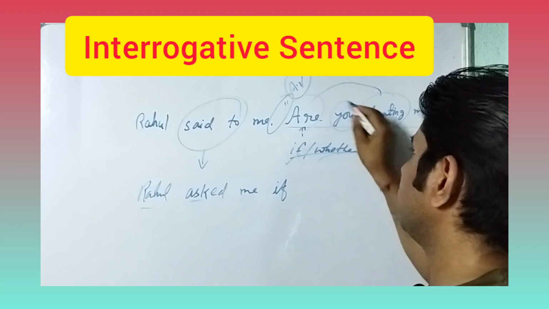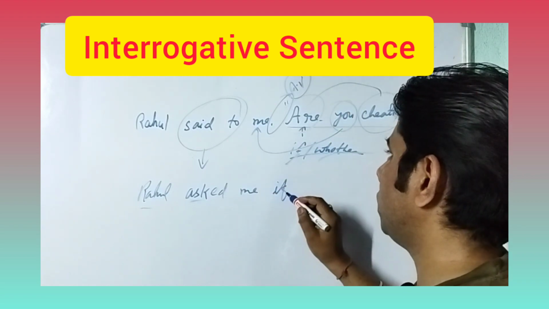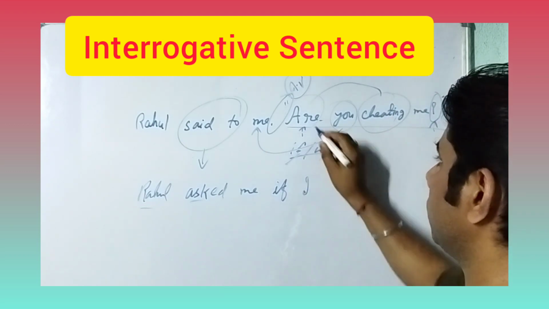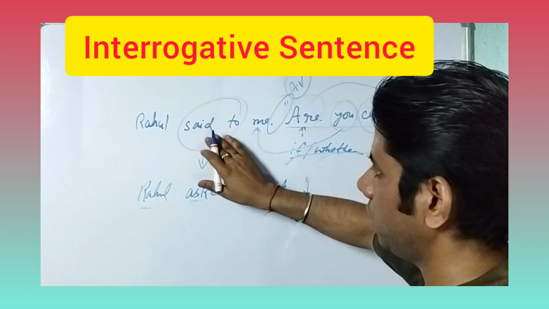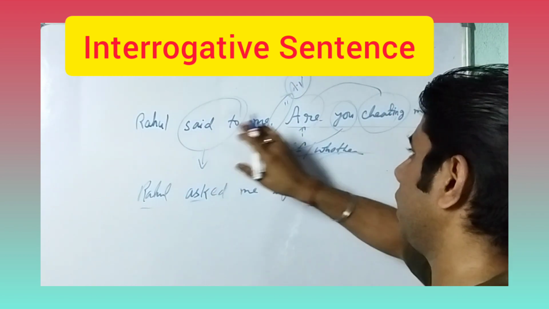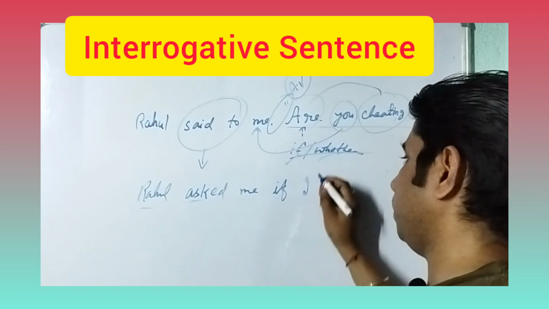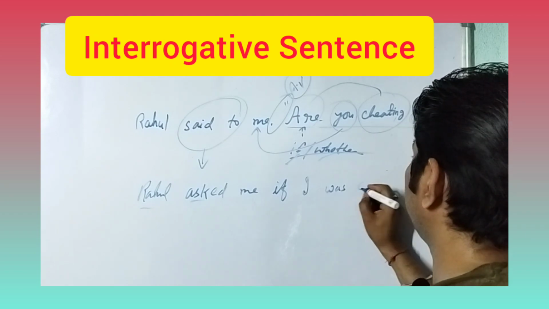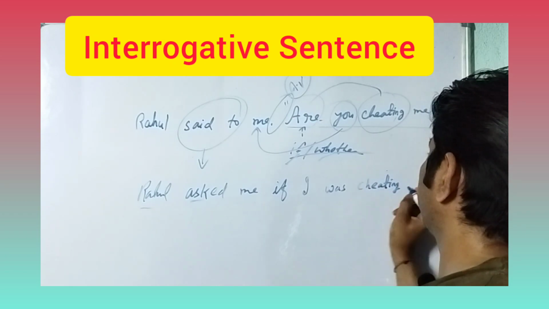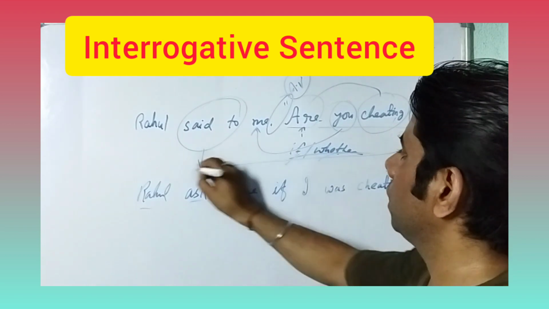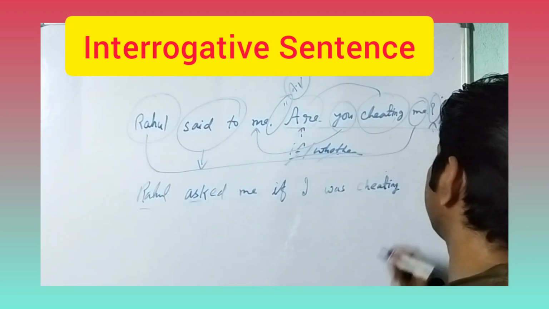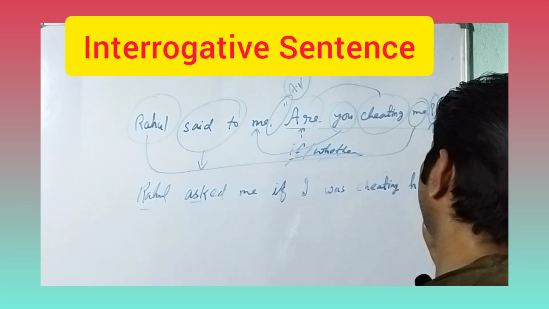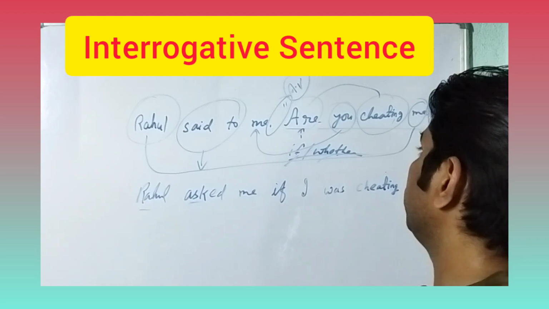After that, the second person will be changed according to the object of the reporting clause, and it is given me, so me will be converted into I. Is a mark will be converted according to the tense, because here it is given said, which is the past form, so you have to use the past form. Because it is given I, we use was. I was cheating. And the first person will be changed according to the subject of the reporting clause. Here it is male, so we use him. And we should remove the question mark from here.